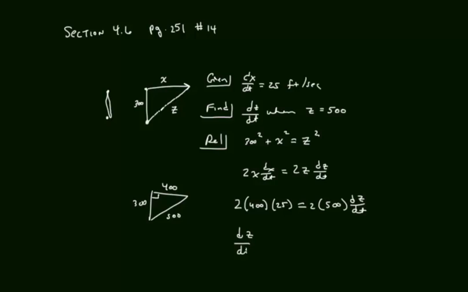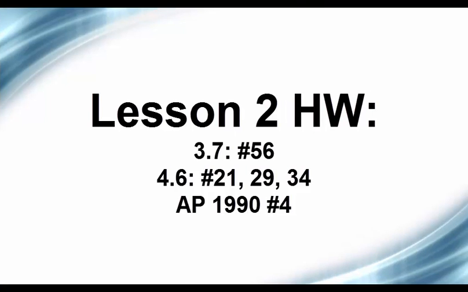And dz/dt equals, let's see if I can do this in my head, 4 over 5 times 25. Looks like the answer is 5 times 4. Sorry, so the answer is 20 feet per second. That's from the textbook.